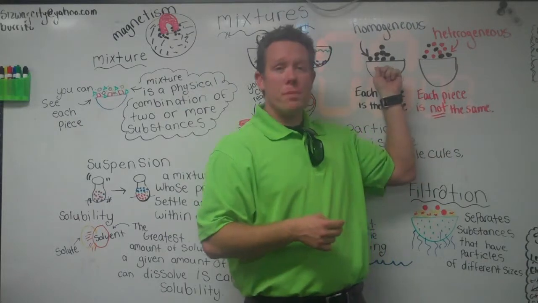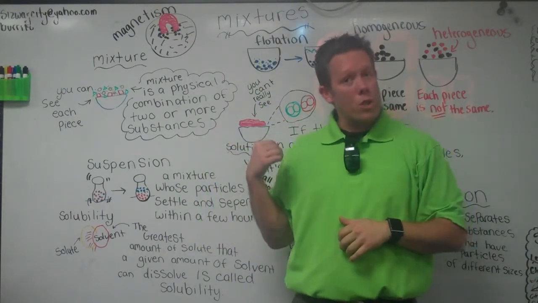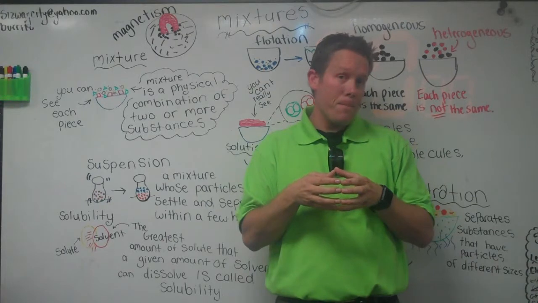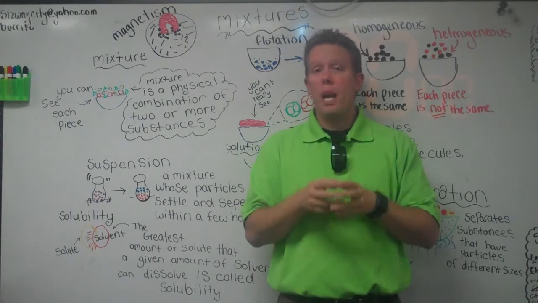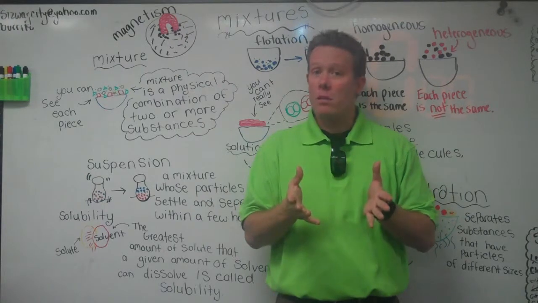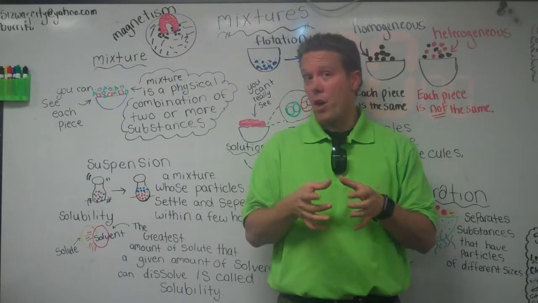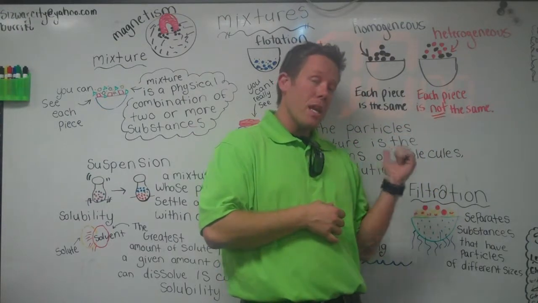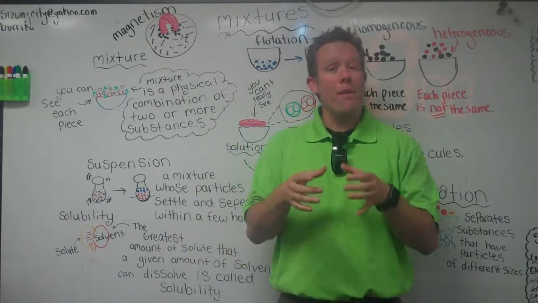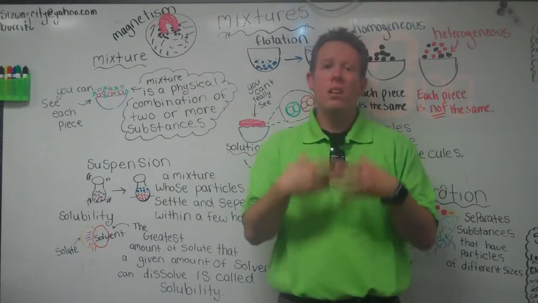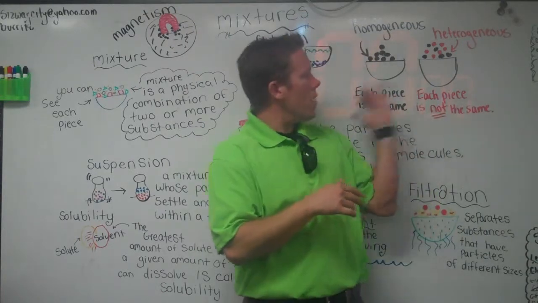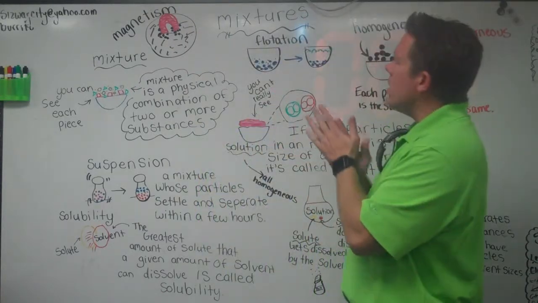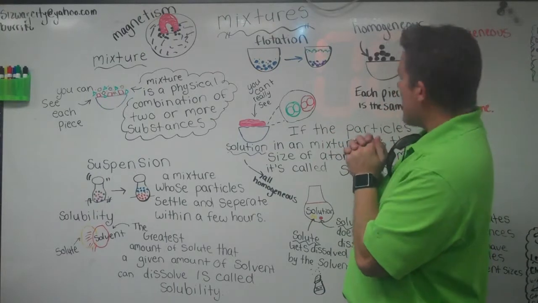A homogeneous mixture, besides like milk and orange juice, because it all looks the same and the particles are the size of atoms. Another example would be like Cheerios. That's a homogeneous mixture. Although it's not a solution, it is homogeneous because every one of those little O's looks the same.